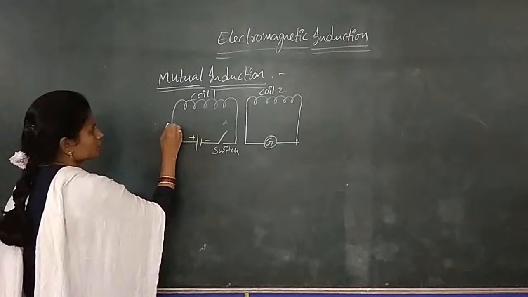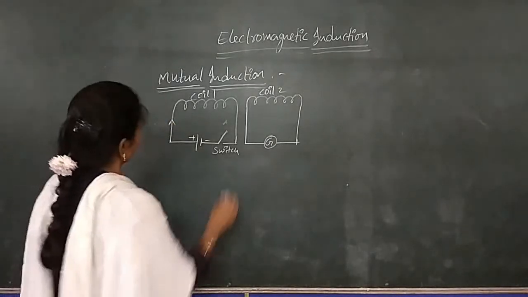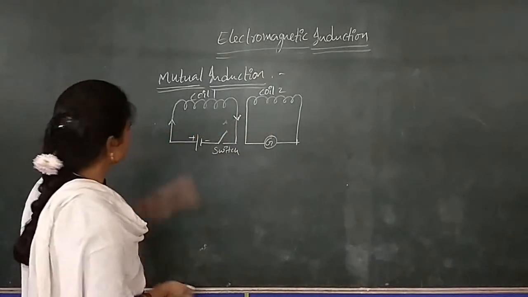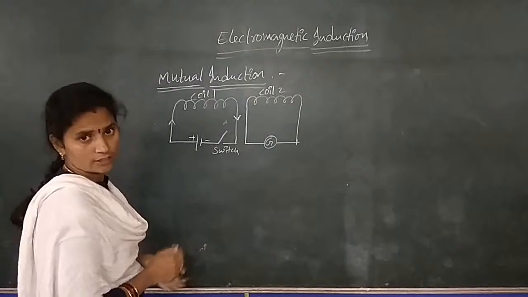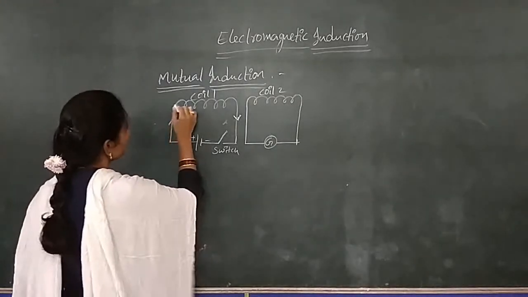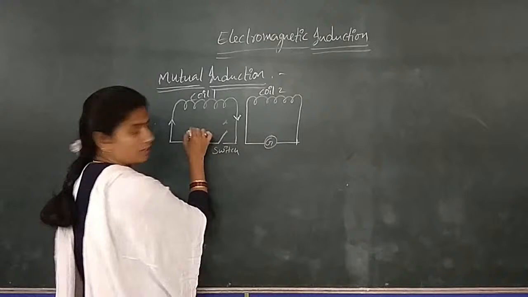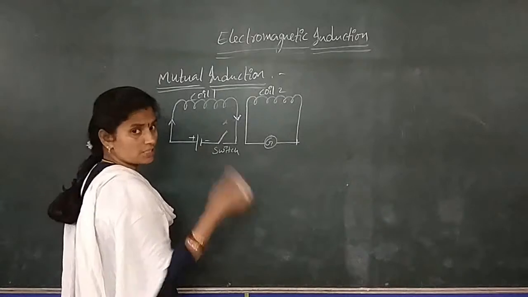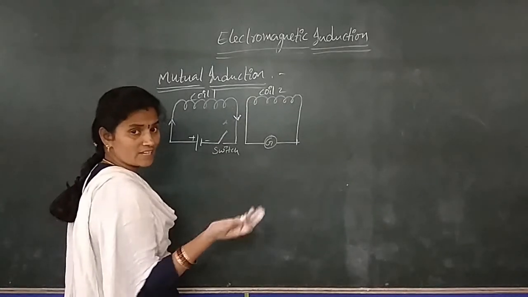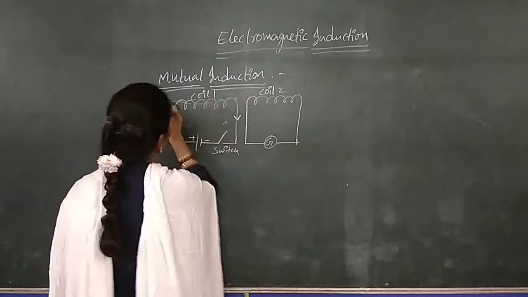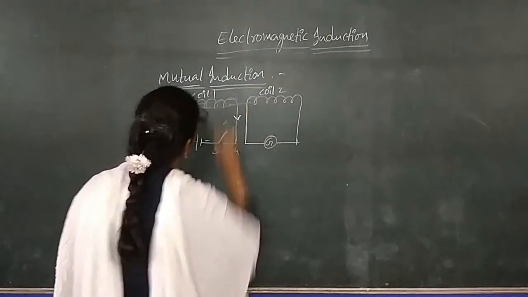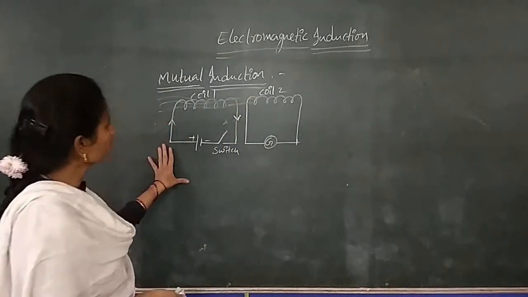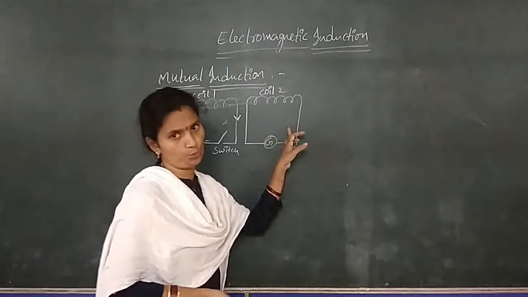So suppose, for example, whenever the switch is closed, the current passes through the solenoid. Whenever the current varies, what will happen? A magnetic field is produced. Due to that magnetic field, the flux varies. The magnetic field also varies, then the flux also varies. Due to this varying flux, induced EMF is generated in coil 2.